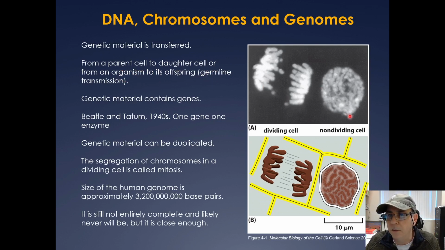Here's a nice little immunofluorescence stain of a cell right here, and this is the nucleus, and here is the cell going through cell division, and you can see the condensed chromosomes going through mitosis.